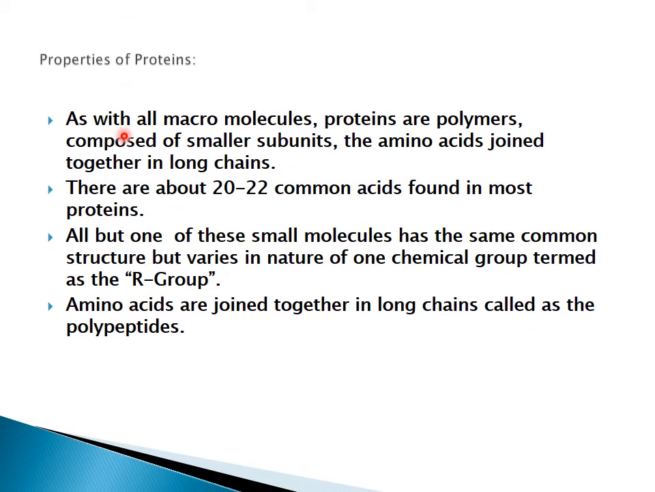As with all macromolecules, proteins are polymers composed of smaller subunits. The amino acids join together in long chains. There are about 20 to 22 common amino acids found in most of the proteins. All but one of these small molecules has the common structure but varies in nature of one chemical group, termed the R group. Amino acids are joined together in long chains called polypeptide chains.